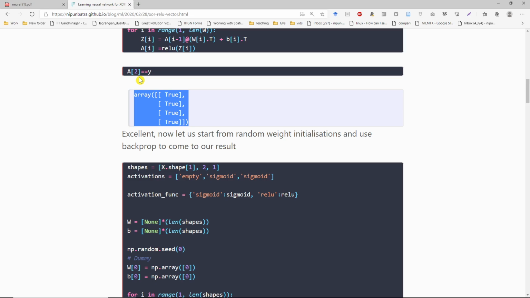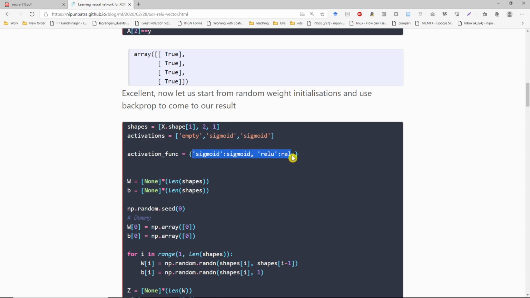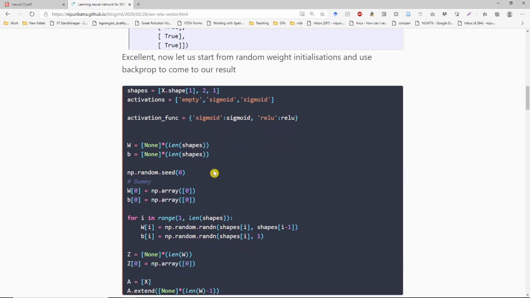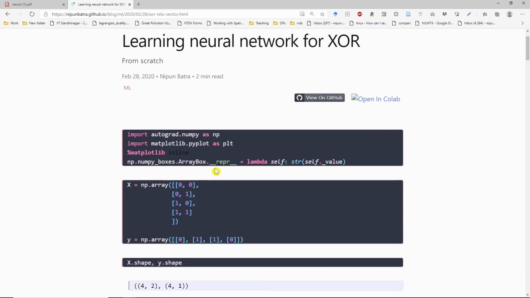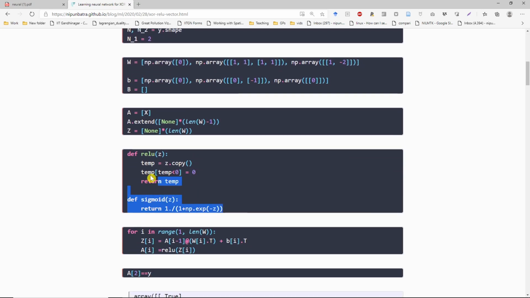I'm going to be using the following shapes. Shapes tell us the number of layers, or basically the n dimensions, right? So the shapes are X dot shape of 1, which is 2, which means that A0 is 2-dimensional, A1, or Z1, is 2-dimensional, and A2, or Z2, is 1-dimensional. In terms of the activation for the first layer, we don't need an activation, so for the input we don't have an activation. For the activation functions, I've just defined a dictionary. I've defined these functions, sigmoid and Relu.